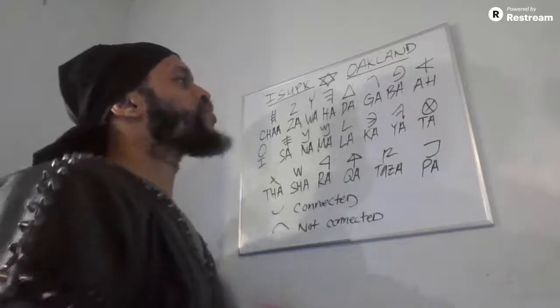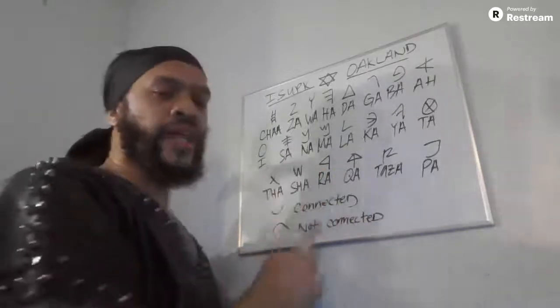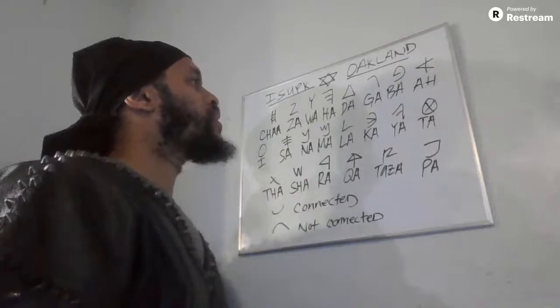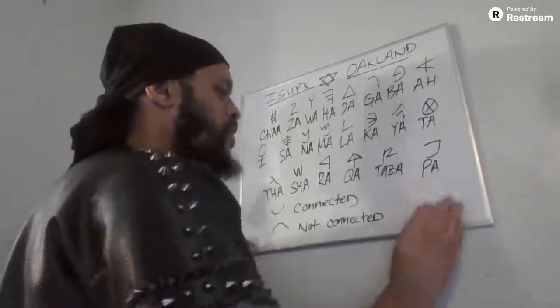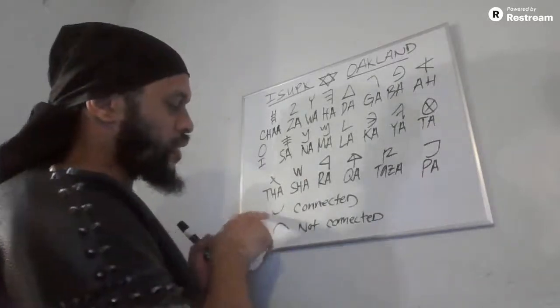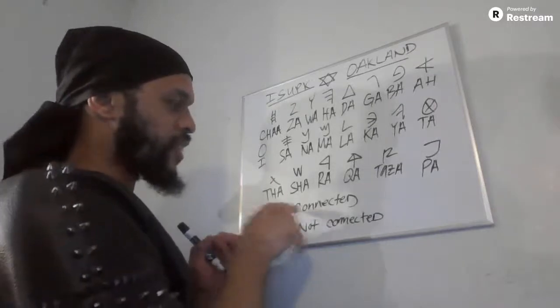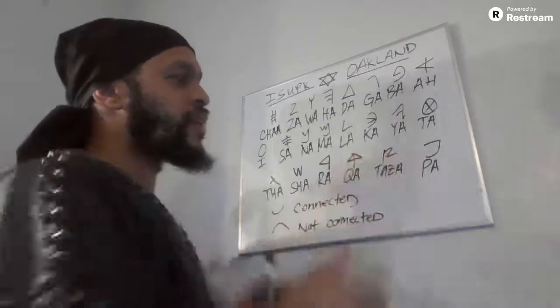All right. So here's your alphabet in the ancient. Now I'm going to write it in the Assyrian. But just always remember this connected system. When it looks like this, that means it's connected, meaning it's connecting two letters.